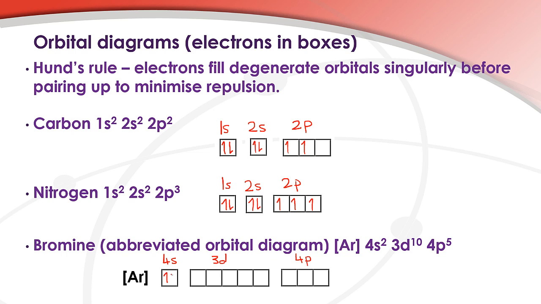So we start filling the lowest energy first, opposite spins, and we move on to the 3d orbitals. Now according to Hund's rule, how they'll fill is like this. They'll fill singly, and then once these are full, we'll start pairing them up. And the same for 4p. So we need to put 5 electrons in the 4p sublevel. So there you go. This is the abbreviated orbital diagram for bromine.